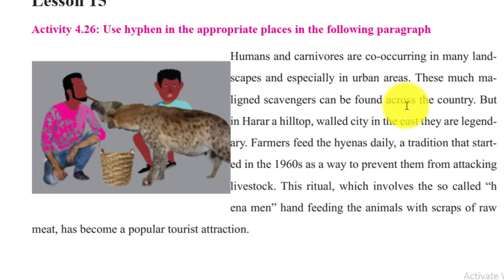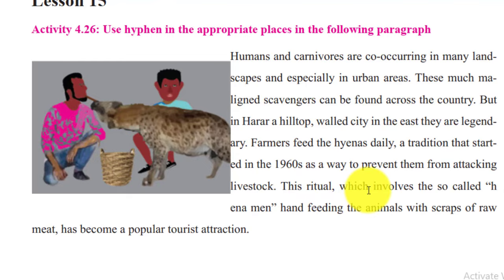Maligned can be found across the country, but in Harar, a hilltop ይላል። ሀረር ብለን እዚህ ጋር ሃይፈን ሂልቶፕ especially a specific place in ያሳየ ነው which is found in ሀረር ላይ የሚገኝን ልዩ ቦታ እየጠቆመ ስለሆነ ሃይፈን ያስፈልጋል። walled city in the east እዚህም ጋር ሃይፈን ያስፈልጋል። this is a kind of additional information ነው ተጨማሪ መረጃ እየተሰጠ ነው እዚህም ጋር ያስፈልጋል። are legendary farmers feed the hyenas daily, a tradition that started in the 1960s as a way to prevent them from attacking livestock.